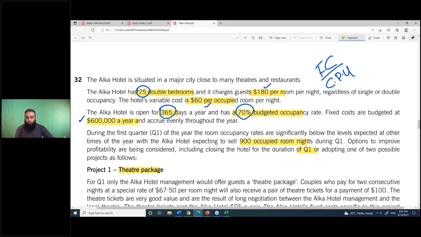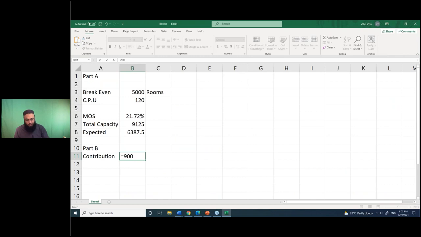And how many rooms do they expect to sell in quarter one? You can see here, this is quarter one, and 900 rooms is what they expect. Okay, so it's very simple. I simply need to use 900 and multiply that with the 120 contribution. So this is 108,000, your total contribution, right? Because it's very clearly written that 900 rooms we plan to utilize.